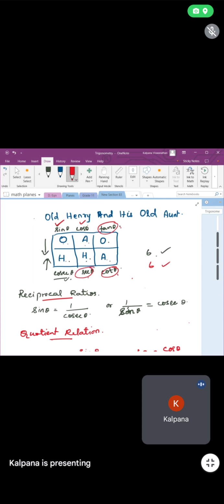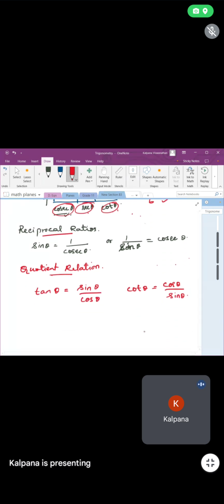What about secant? How do I write secant? Secant is 1 by cos. Cosecant is 1 by sin. So all the other 4 ratios can be written in terms of sine and cos. Any question we can convert into simple forms and then solve.